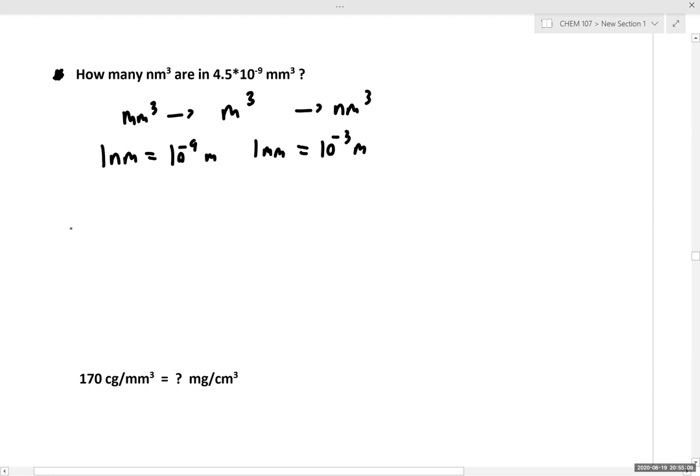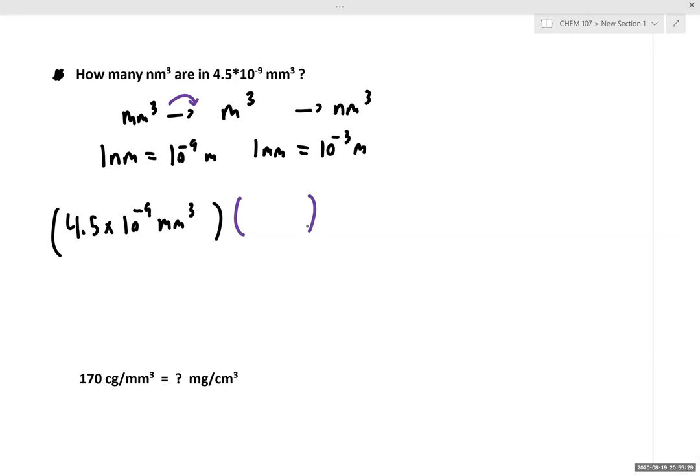Okay, so starting off, if we have 4.5 times 10 to the negative 9th millimeter cubed, and we want to go from millimeter cubed to meter cubed, what units do we need to have on top? Meter is exactly right. So we have 10 to the negative third meter per millimeter. However, because it's cubed, we need to cube our conversion factor.